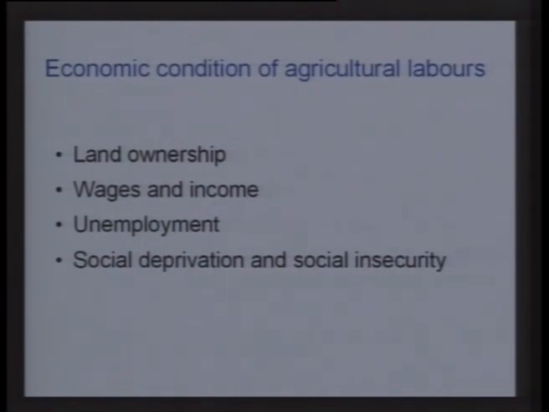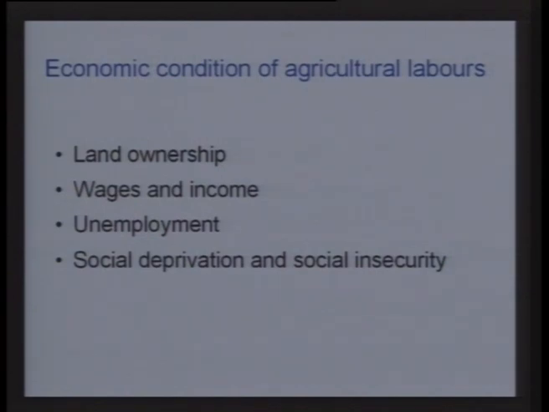Coming to the economic condition of agricultural laborers, the land ownership is one of the important factors. Most of the time the agricultural laborers do not possess land, so land ownership is one of their concerns. Then second is the wages and income. The wages get dictated by the terms of employment. The laborer may be employed on a seasonal basis, or on a casual basis. If he is employed on a casual basis, the amount of wage he receives is less than that of the seasonal worker. So the amount of wage which he receives is also low.